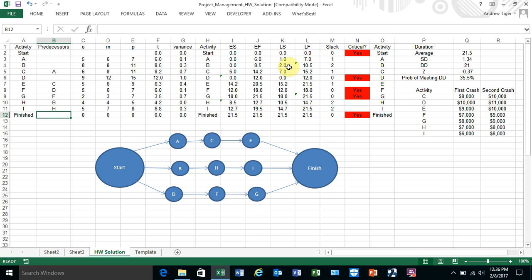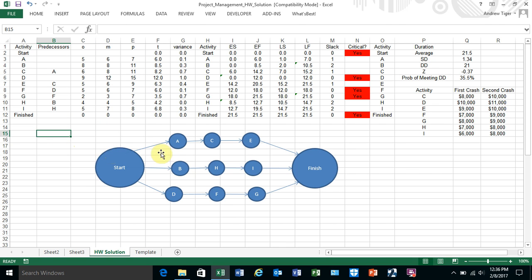Okay, in this video, I go over the homework solution for the project management problem. The problem is taken out of the Stevenson book, chapter 17. I think it's problem 7. We're given some activities and some predecessors. We're also given some time estimates, and we're supposed to draw the network in part A and answer the likelihood of meeting a due date in part B.